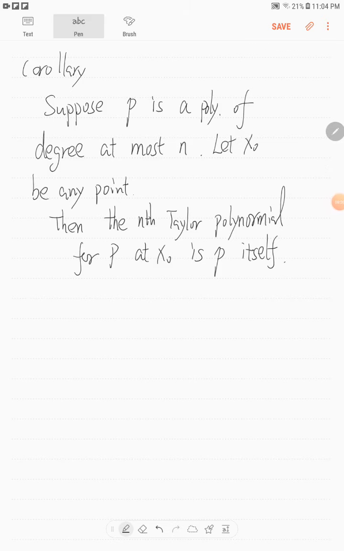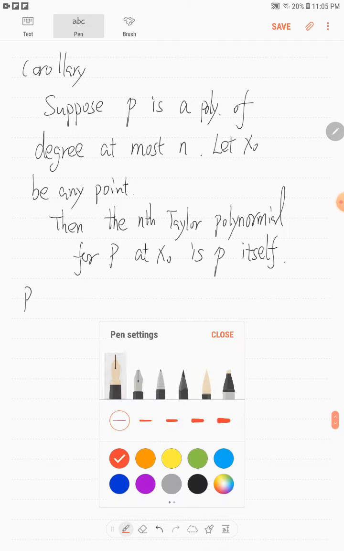So now let's look at the corollary for this Lagrange remainder theorem, which says: suppose p is a polynomial of degree at most n. Let x0 be any point, because a polynomial is defined everywhere. Then the nth Taylor polynomial of p at x0 is p itself. We have no other choice for the nth Taylor polynomial of a polynomial; it would be itself. So now let's look at a quick proof of this result.